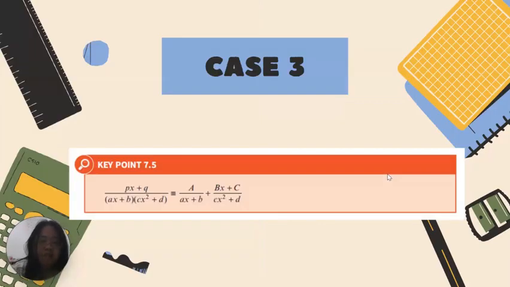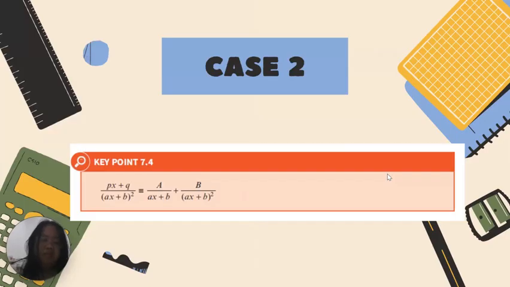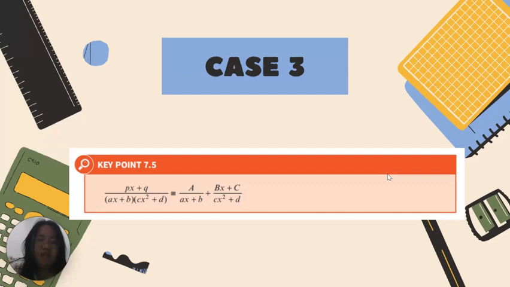Case 3. If we encounter a denominator like this, it belongs to case 3. So what we do is put each of these brackets into different parts of the fractions. What makes it different from the other cases is the numerator. In the previous cases it is only A and B, but in case 3 there is A, and for the other part, which belongs to cx squared plus d, you have to put the numerator as bx plus c. So how do we solve it?